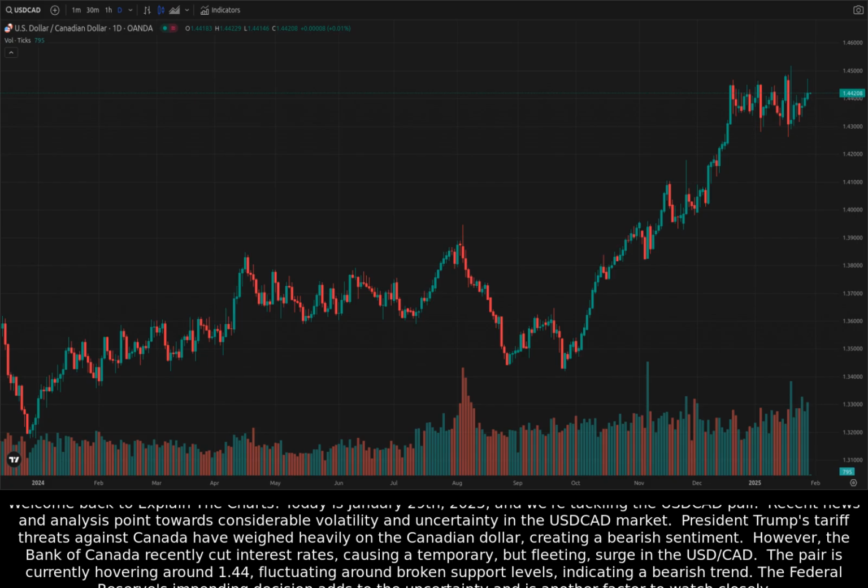However, the Bank of Canada recently cut interest rates, causing a temporary, but fleeting, surge in the US dollar to Canadian dollar. The pair is currently hovering around 1.44, fluctuating around broken support levels, indicating a bearish trend. The Federal Reserve's impending decision adds to the uncertainty and is another factor to watch closely.